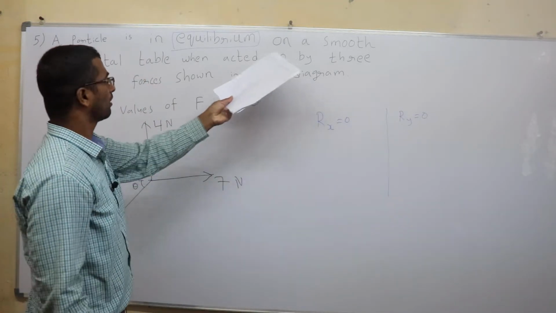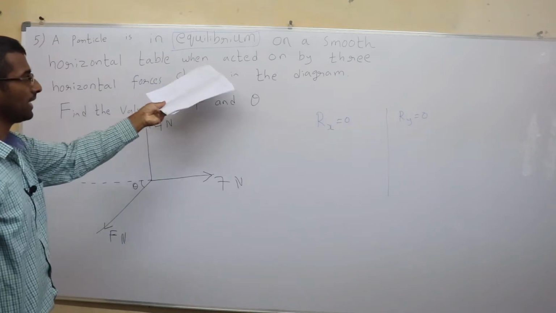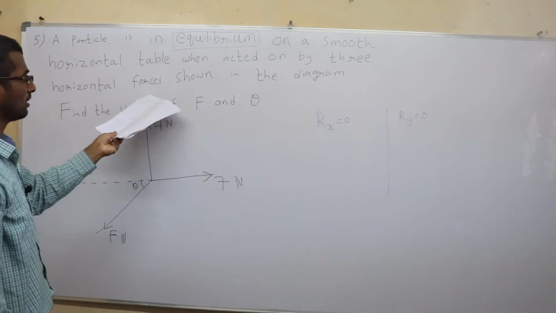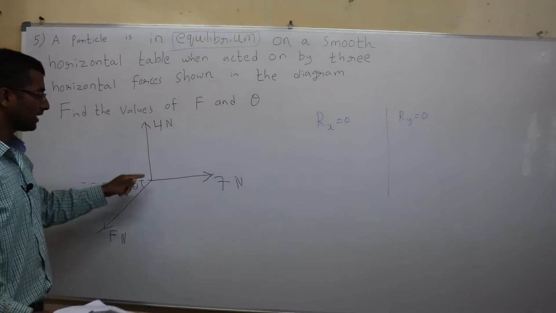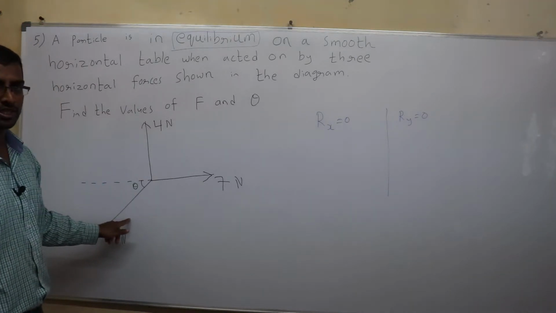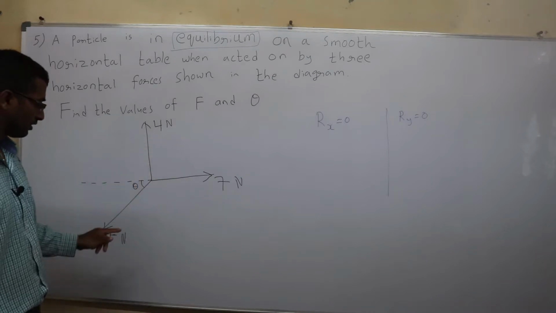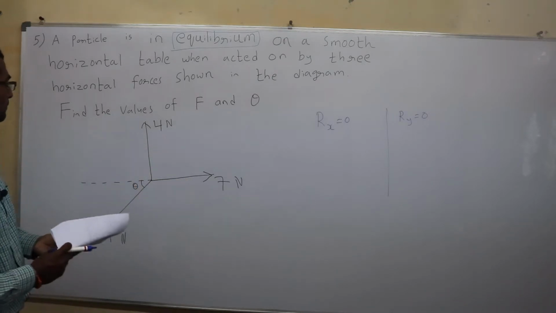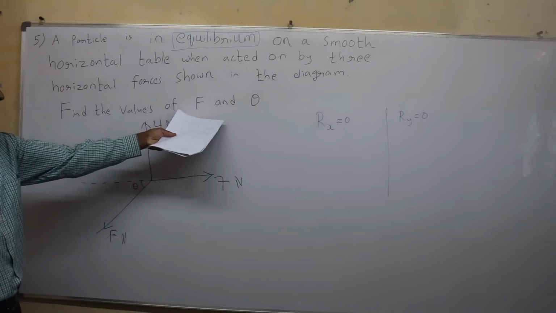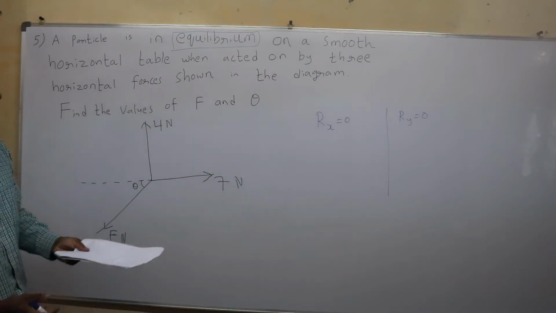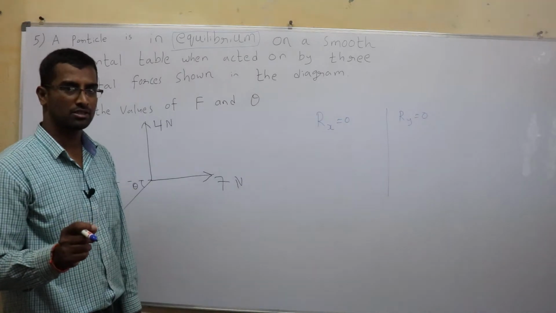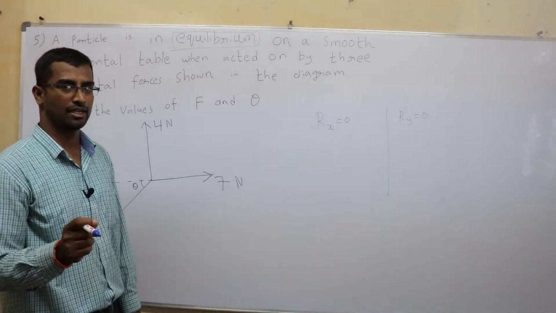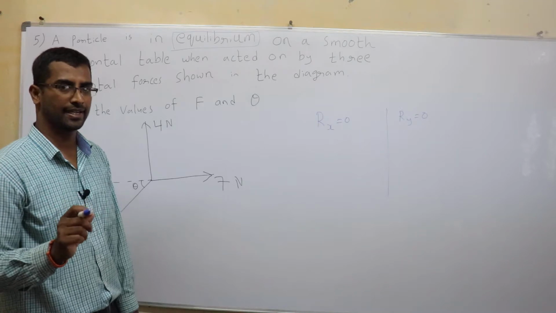Now next. On a smooth horizontal table, acted on by three horizontal forces as shown in the diagram. Look at the diagram. Three forces are acting: 7 Newton, 4 Newton and F Newton. Find the values of F and theta. From Rx equal to 0, Ry equal to 0, I will get two equations. Using those two equations, I need to find the value for F and theta.